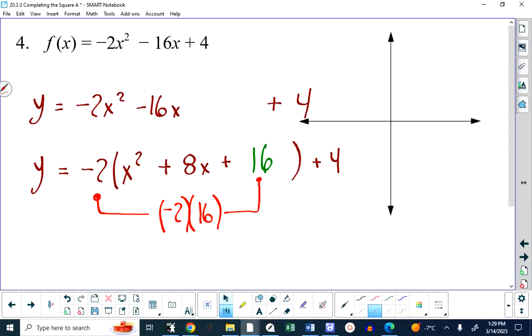And by the way, just bear with me. If I were to multiply this out right now, do you agree I would get negative 2x squared? Yeah. Do you agree I would get negative 16x? Do you agree this is the 4 up top? What else would I get? Negative 32. So I've, quote, added negative 32. I have to do the opposite over here.